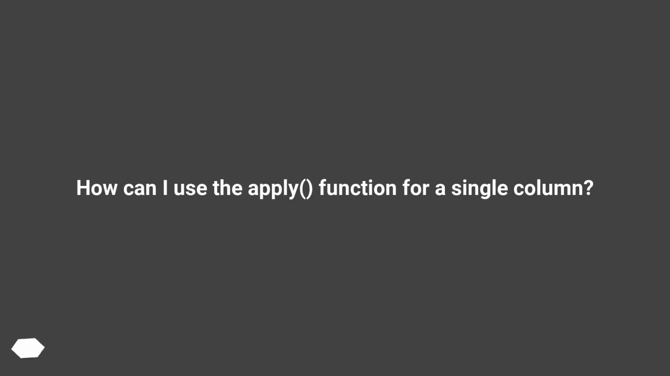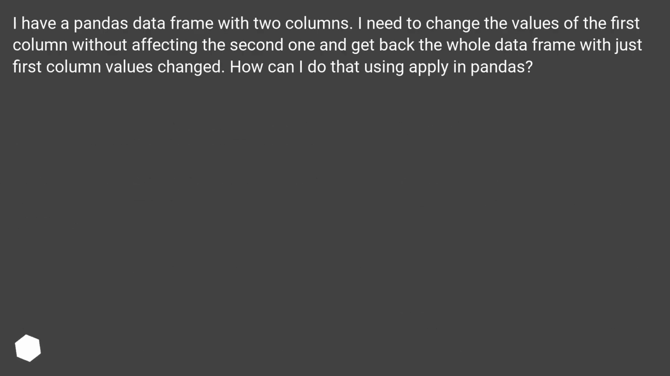How can I use the apply function for a single column? I have a pandas data frame with 2 columns. I need to change the values of the first column without affecting the second one and get back the whole data frame with just first column values changed. How can I do that using apply in pandas?